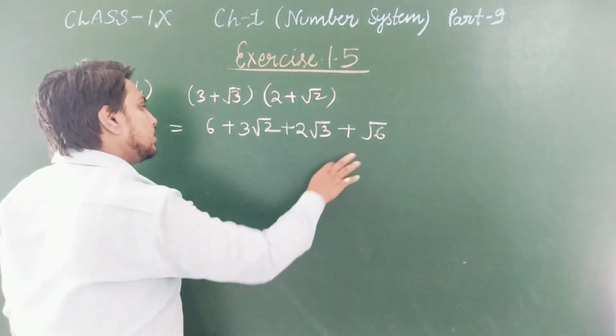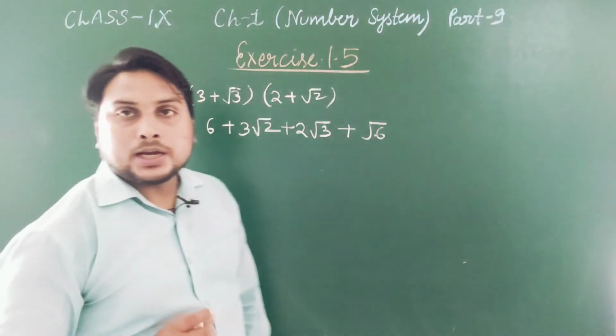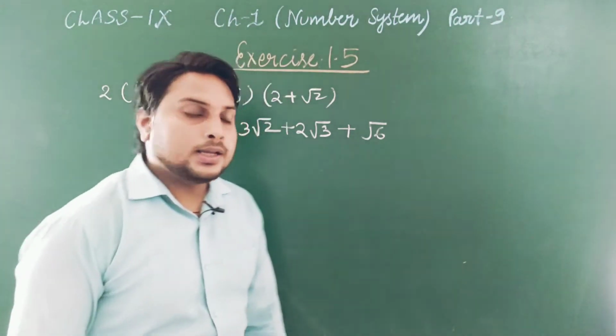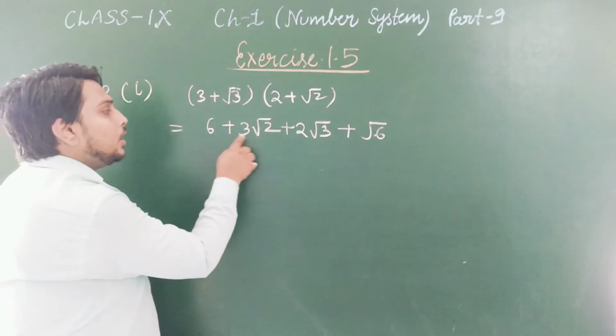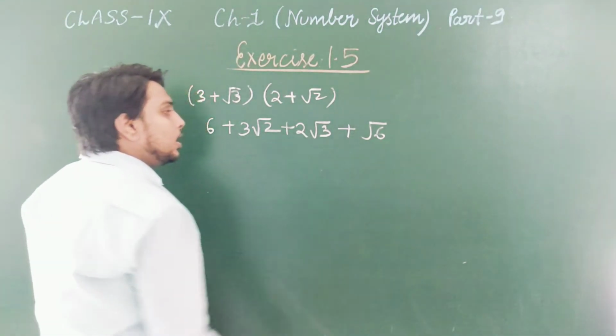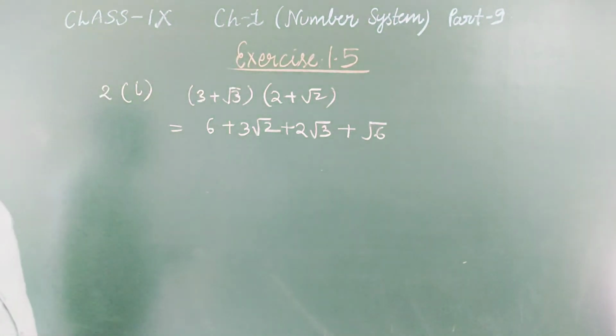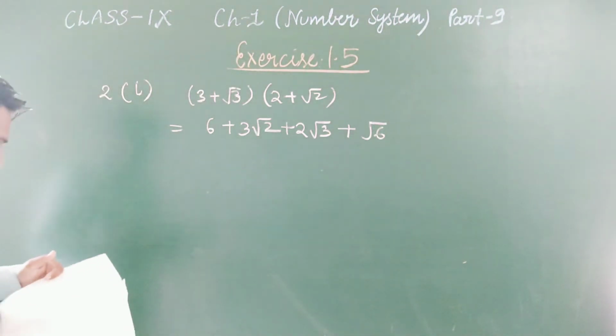Now further you cannot simplify it. It is already in the simplified form because only like terms can be added or subtracted. Here you can see that no like terms are there. There is a number, a term in under root 2, a term in under root 3, and a term in under root 6. So no like terms are there, and this is already in the simplified form.